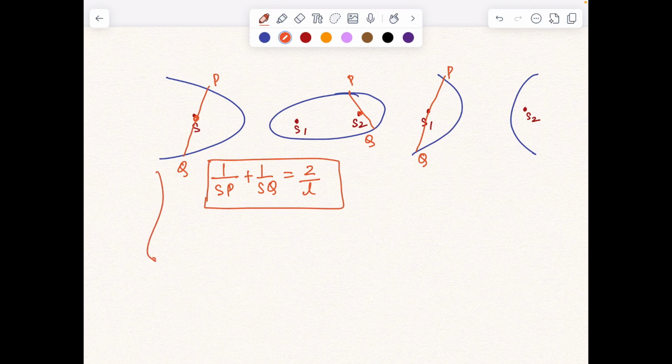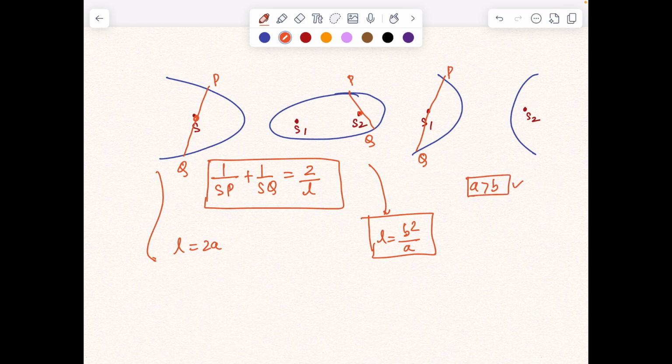So in case of parabola, length of semi-latus rectum will be 2a, while in case of ellipse and hyperbola, it's going to be b square by a. Of course, I'm doing it with respect to the standard ellipse and hyperbola where a is more.